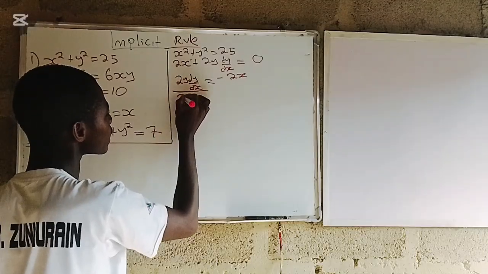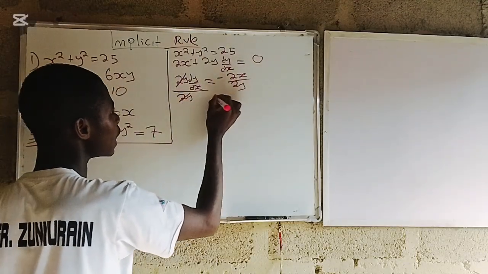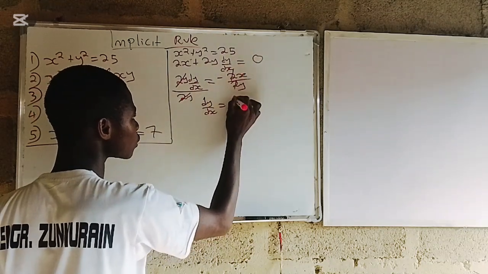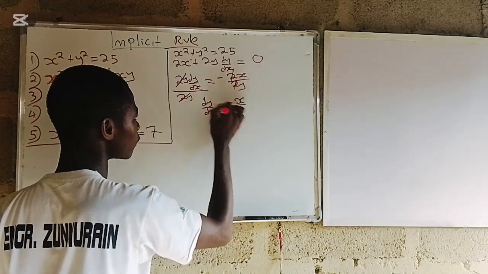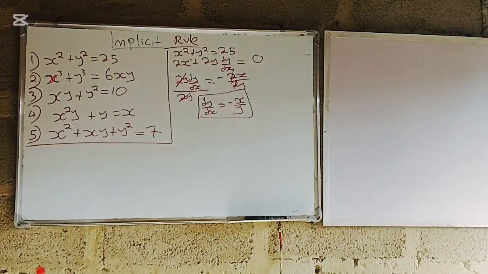If I divide both sides by 2y, this will cancel this. At the end, dy by dx is equal to negative x over y. So the 2 goes with 2. So this is the first problem.